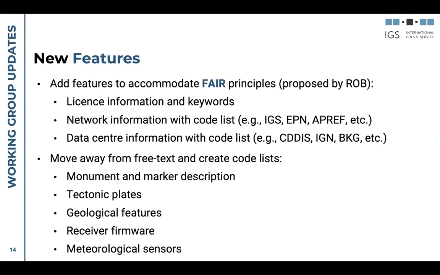Some are features that accommodate the FAIR principles that were proposed by Karine and her group from the Royal Observatory of Belgium. So we will add license information and keywords. We will add network information with a code list. So you can say a station is part of the IGS, EPN, RPREF, etc. And you can also list information to which data center the station sends its data, also with a dedicated code list.